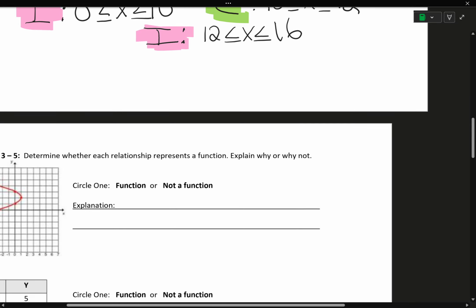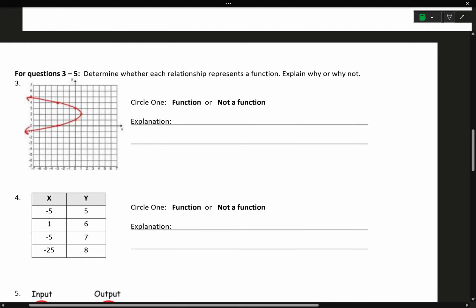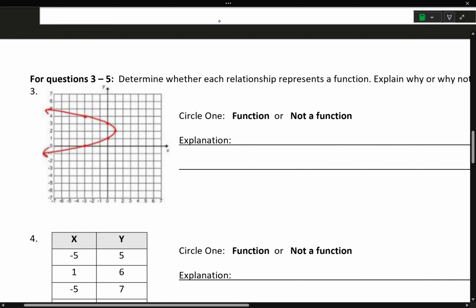All right. In numbers 3 through 5, what we're going to do is determine whether or not these relationships are functions. And we'll write down why or why not. Let's start with this one. This is a graph. In order to see if a graph is a function or not, we are going to draw a vertical line for the vertical line test. If my vertical line, which is a line that goes up and down, crosses our graph more than once, it's not a function. And by graph, I mean the drawing, the curve, the line, not the graph paper. So this pink colored U.